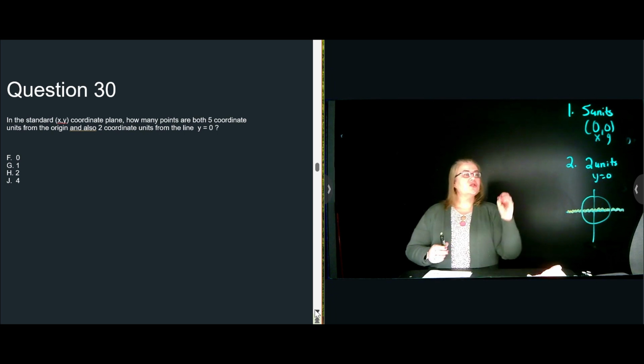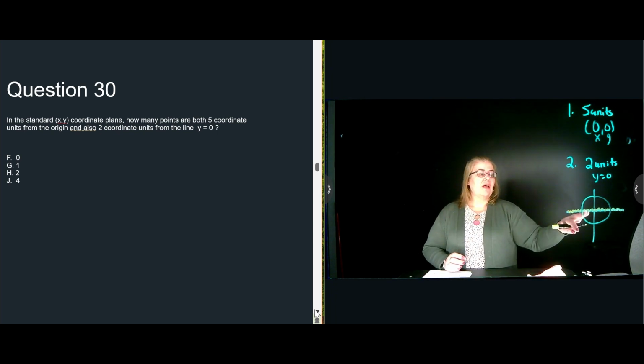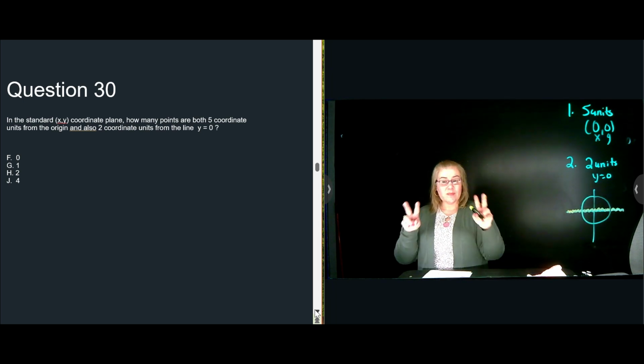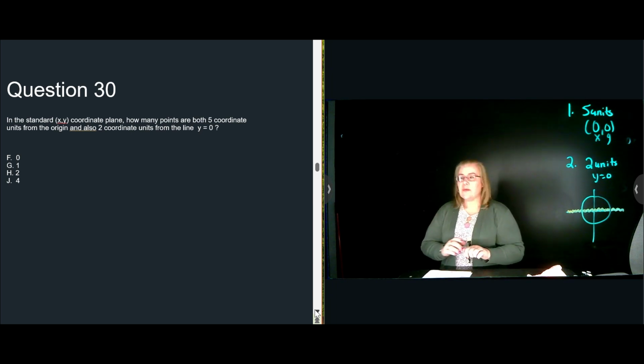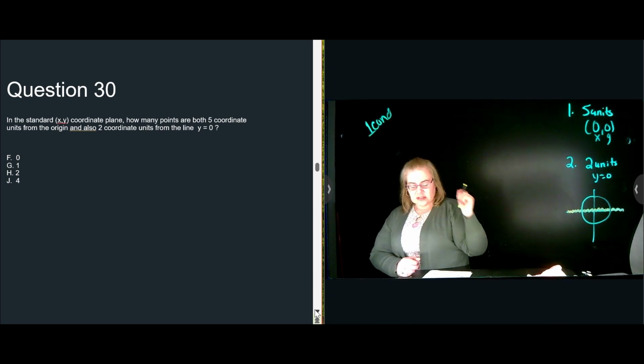The circle is 5 units from the origin, and then the line is where the points are 2 units away from this squiggly line that I've got. Okay, so there are my 2 conditions. So let's go ahead and look at this. Let's first do the first condition. That's what we're going to look at first.